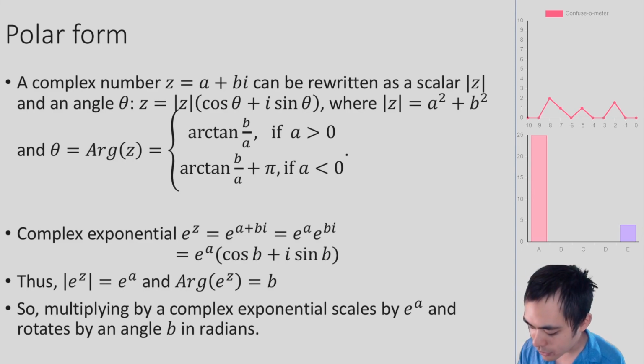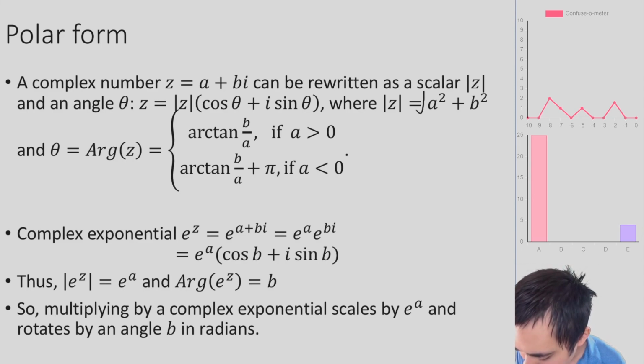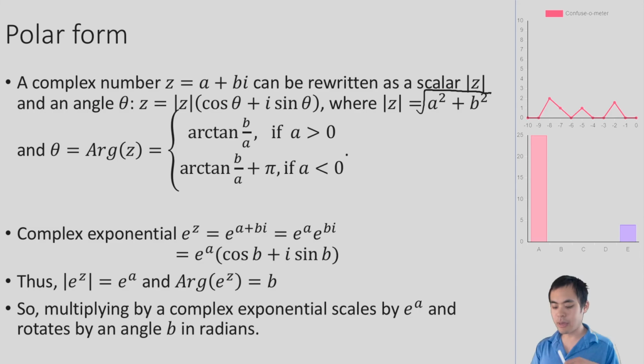Sorry, there's a mistake here. I forgot my square root sign. That's important. Whereas multiplying by a complex exponential scales by e to the a and rotates by an angle b in radians. Let me give a couple more examples, and then we'll finish with this first part of lecture.